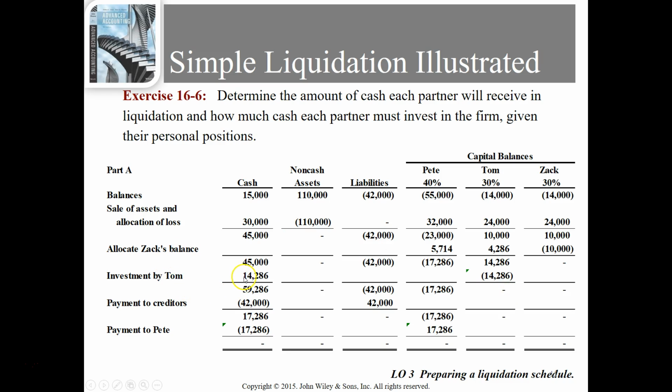We now have 59,286 of cash. Well, there are still $42,000 of liabilities, and Pete still has a 17,286 capital balance. We now pay the creditors first, leaving us with 17,286, which is paid to Pete. You will notice that if the liquidation schedule is done properly, which makes sense, look at the last line. It should all be zero. There should be no remaining balance.